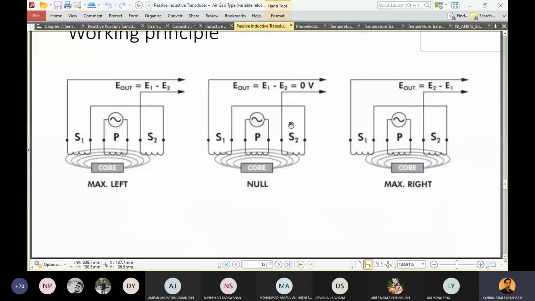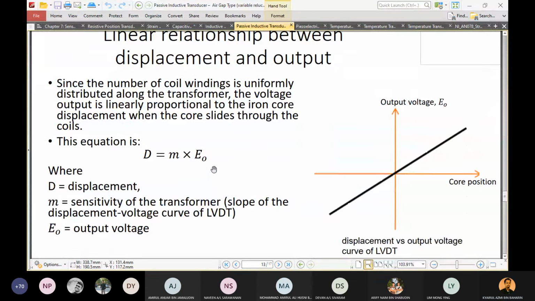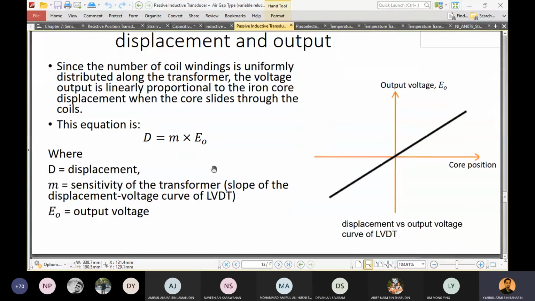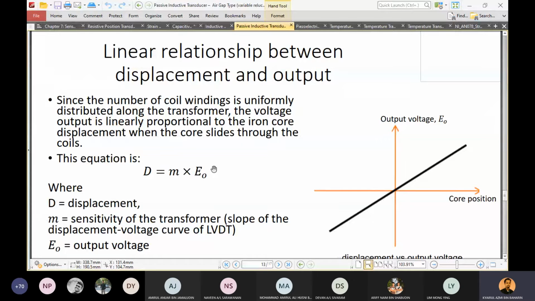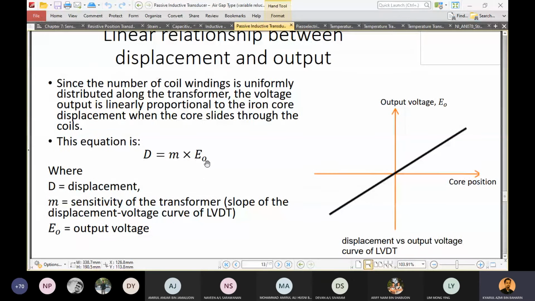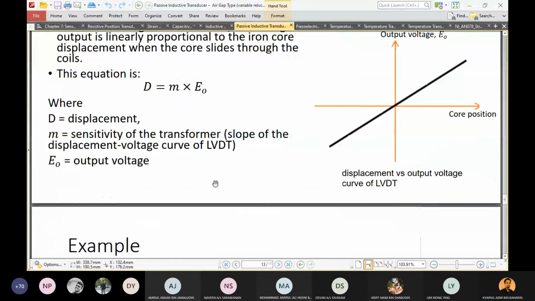So this is the center condition. When the core is exactly at the center, there will be no voltage difference between coil 1 and coil 2. When we move it maximum to the right, we are going to get E2 minus E1. When we move it maximum to the left, we are going to get E1 minus E2. And then this is the linear relationship, which is this equation here.